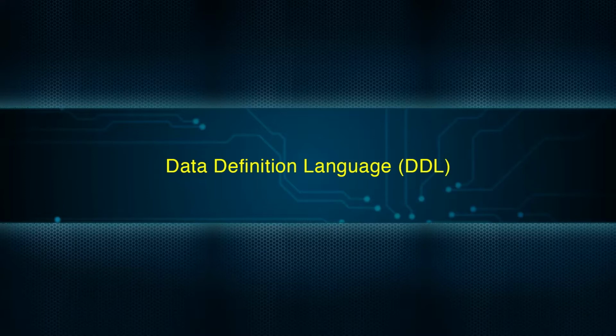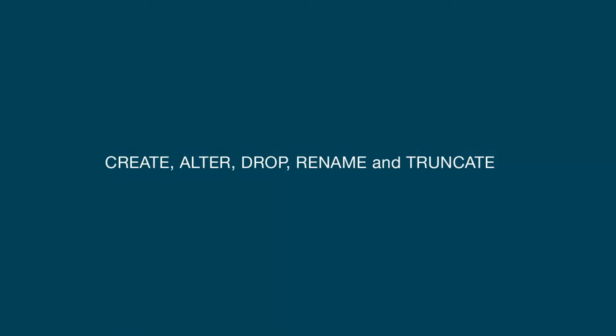SQL commands are grouped into 4 major categories depending on their functionality. Data Definition Language or DDL. These SQL commands are used for creating, modifying and dropping the structure of database objects. The commands are create, alter, drop, rename and truncate. All DDL commands are auto-committed. That means it saves all the changes permanently in the database.